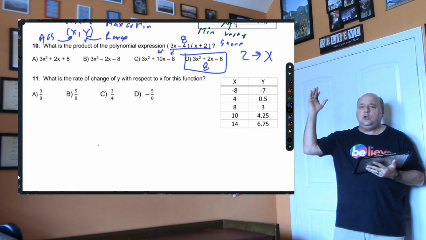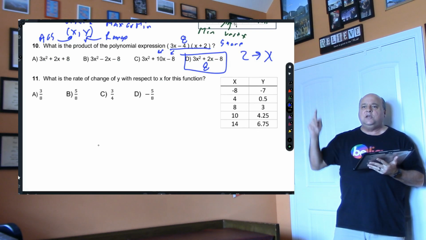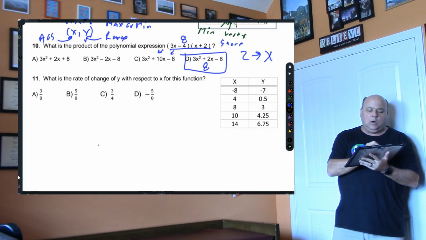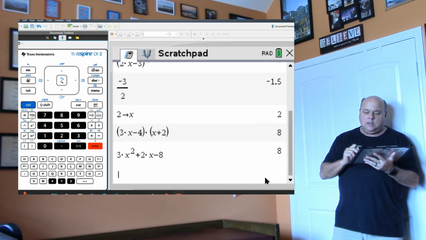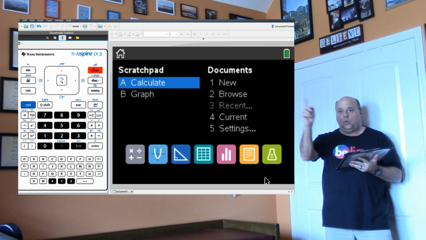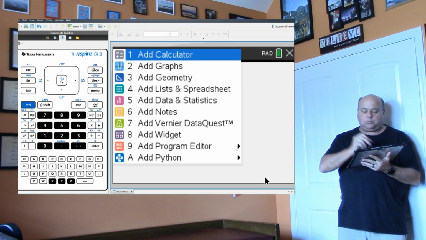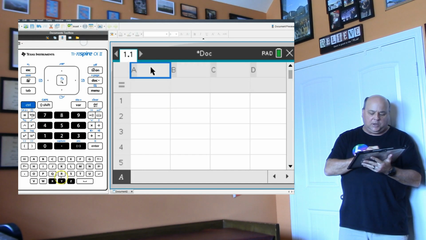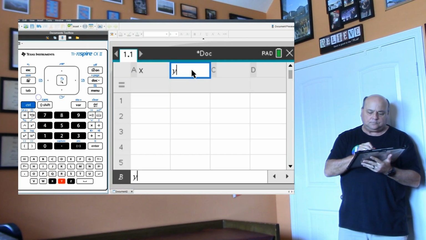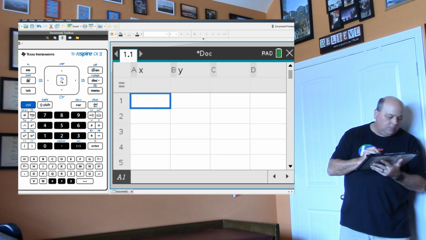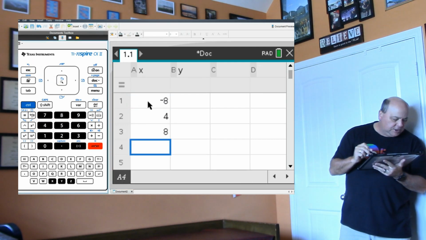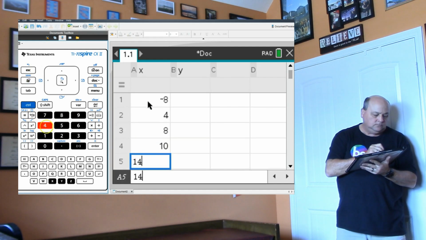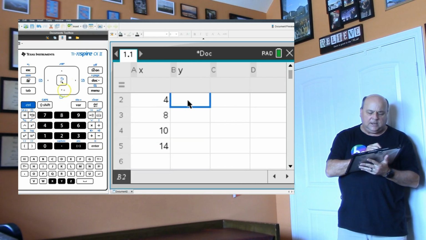On number 11, you cannot forget how to do a spreadsheet. So we're going to run a spreadsheet, and we want the rate of change, which is the slope, which is going to be the letter M. So I'm going to go to my calculator. I'm going to hit home. I want 1 for new. I'm going to make a spreadsheet, and make sure you put X and Y at the top. Now then, type in the table, negative 8, 4, 8. Make sure you type them in right, 10 and 14. And then go to the top.